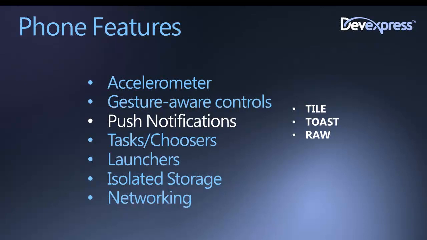One cool thing about Toast and Raw is that if you're running your app and a toast comes in, you can actually still consume it as raw data. So you have the option there to get that and then use it in some fashion in your app.